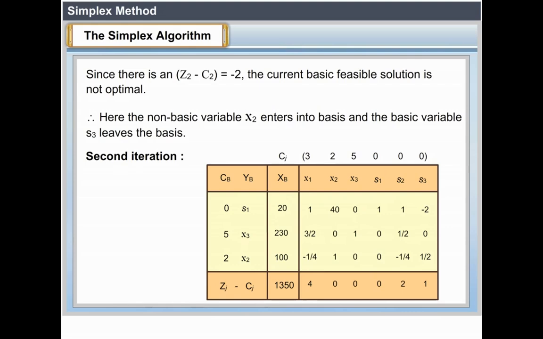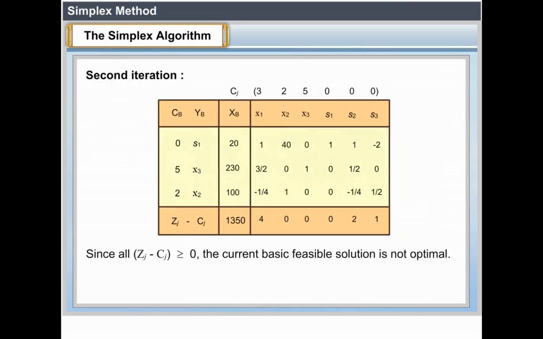Then Zj minus Cj row, 1350 in XB, 4 in x1, 0 for x2, 0 for x3, 0 for s1, 2 for s2, 1 for s3. All Zj minus Cj greater than or equal to 0. The current basic feasible solution is optimal. Therefore, optimal solution is maximize z equal to 1350, x1 equal to 0, x2 equal to 100, x3 equal to 230.